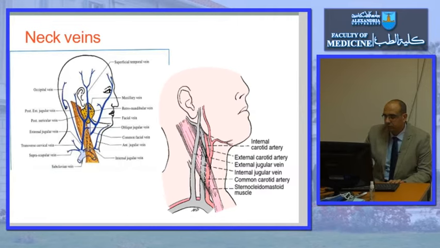As you see here, this is the external jugular vein, and this is the jugular veins. Here is the internal jugular vein, going to the subclavian vein, which is then going to the superior vena cava and right atrium.